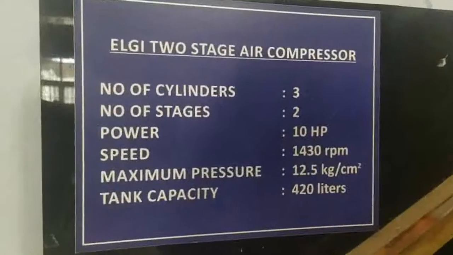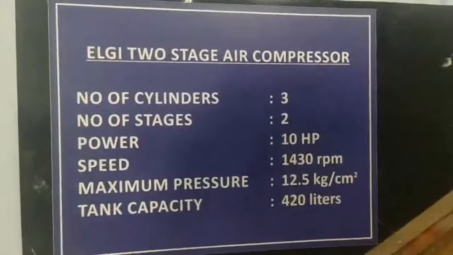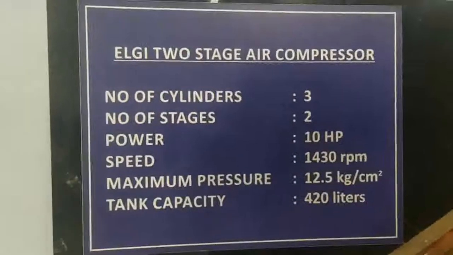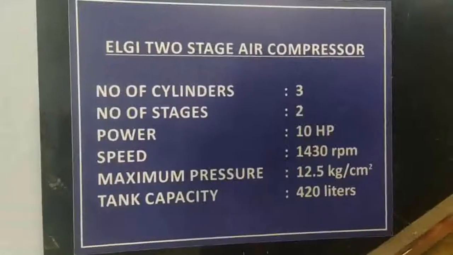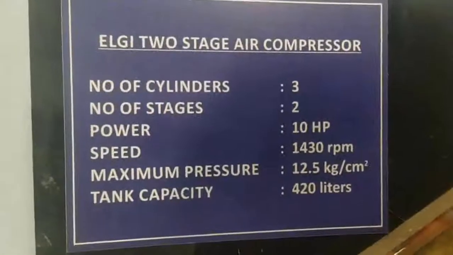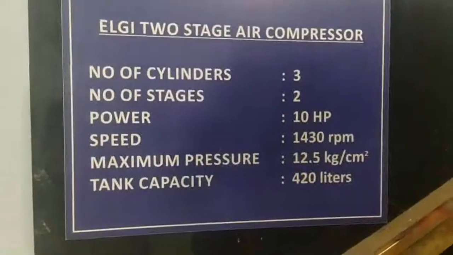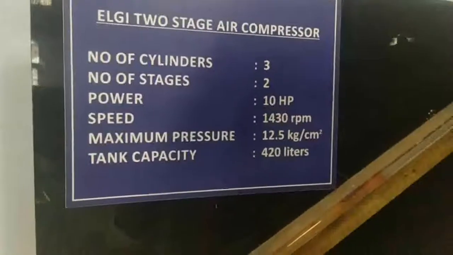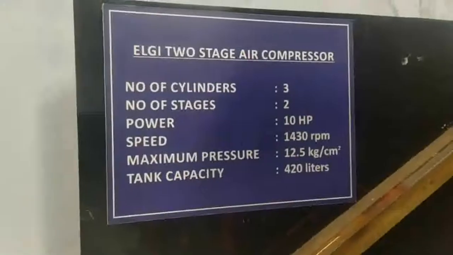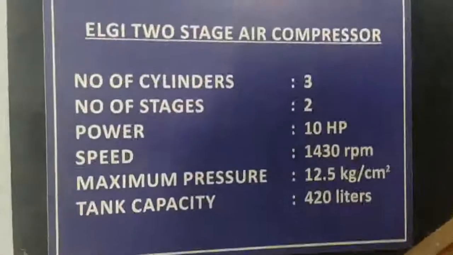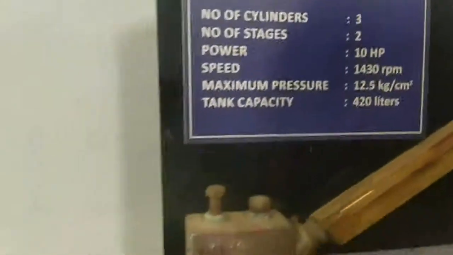Now you are seeing the specifications of the two-stage compressor, and this experiment is to determine the performance of the reciprocating air compressor. The number of cylinders is 3, the number of stages is 2, and the power is 10 HP. The speed is 1430 rpm, the maximum pressure is 12.5 kg per centimeter square, and the capacity of the tank is 420 liters.